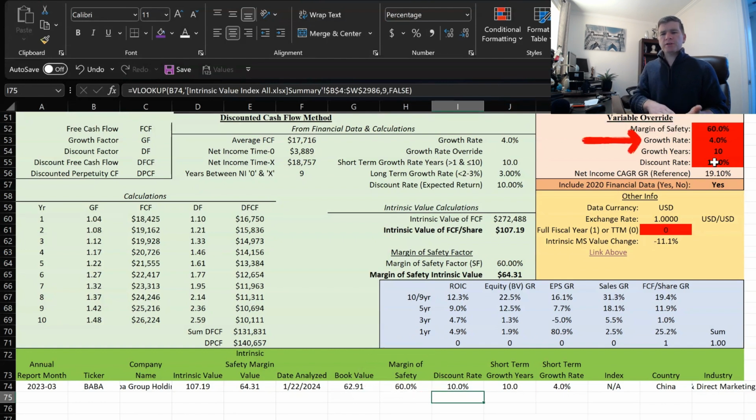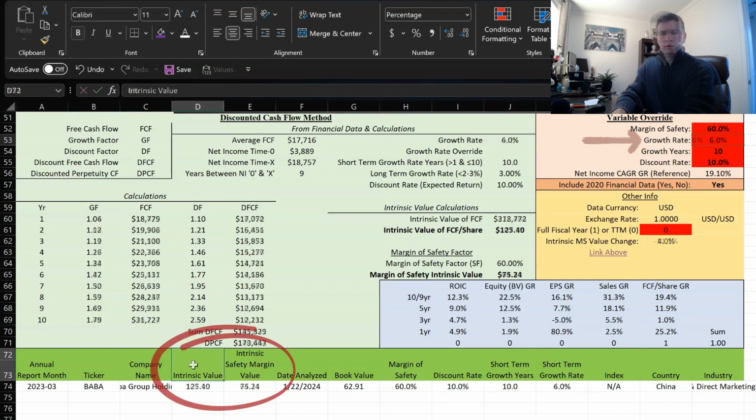But if you're thinking my 4% short-term growth rate is being a little too conservative, as Alibaba is a dominant company in China, and they also have some international exposure, that this 4% could be at least slightly higher. So let's move that 4% short-term growth rate up to 6%, and we'll see how it impacts the valuation. With a 6% short-term growth rate, we can see intrinsic value jumps up to just over $125, and using that same 60% margin of safety brings it down to just over $75. So slightly above where it's currently trading at.